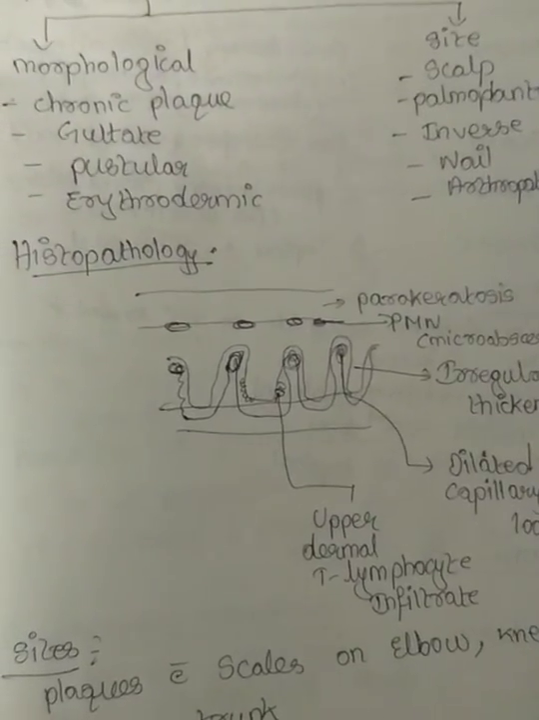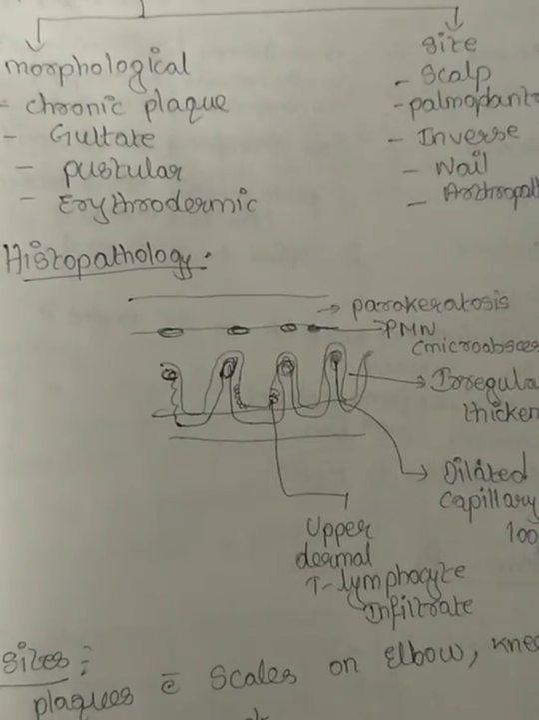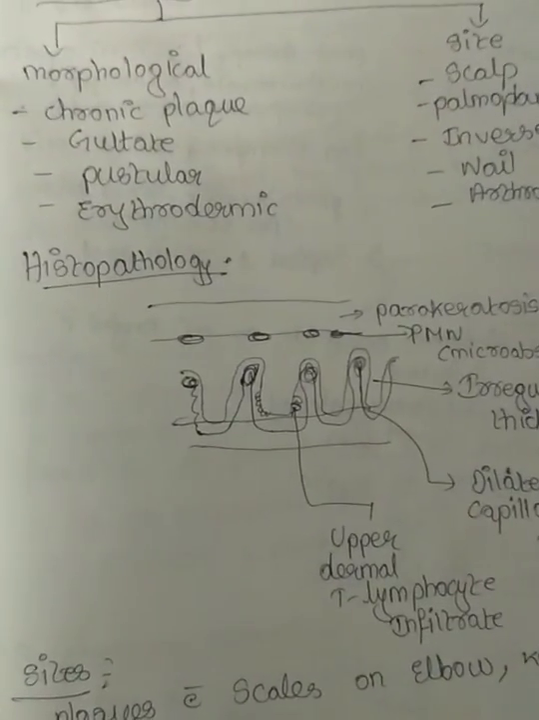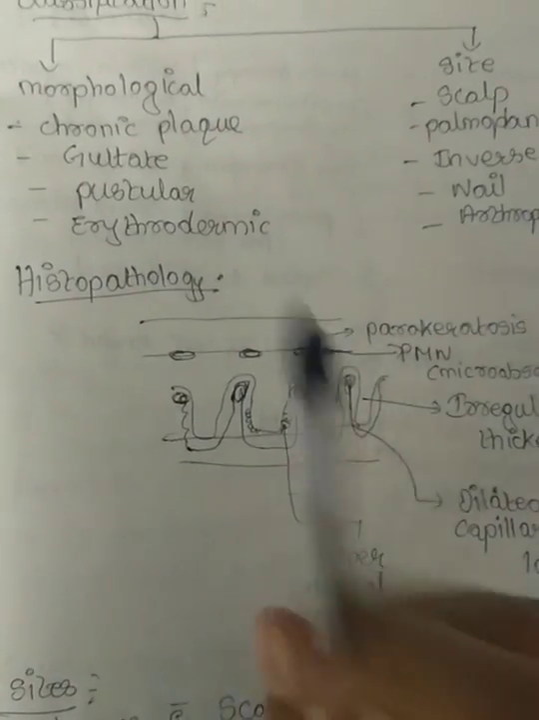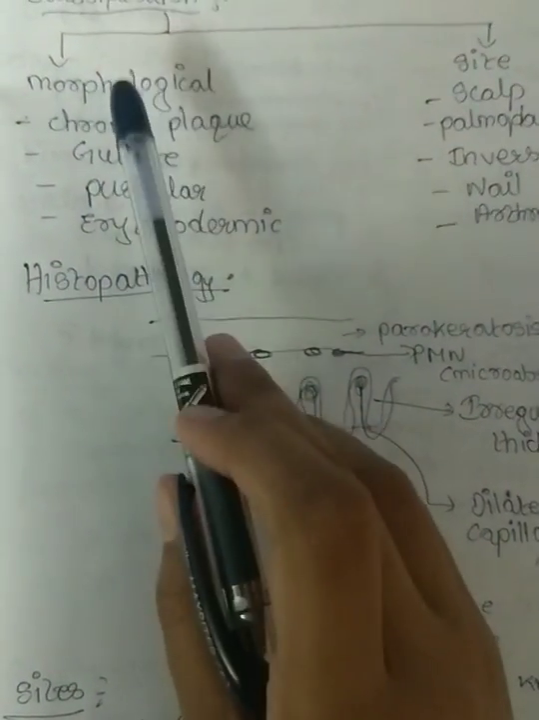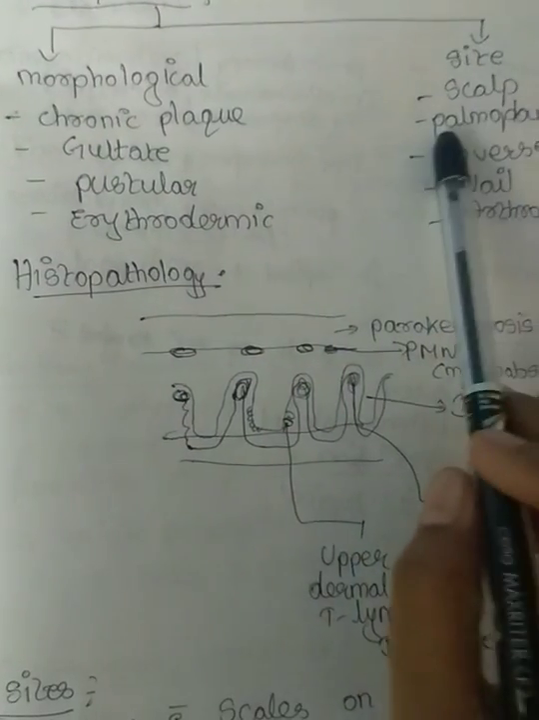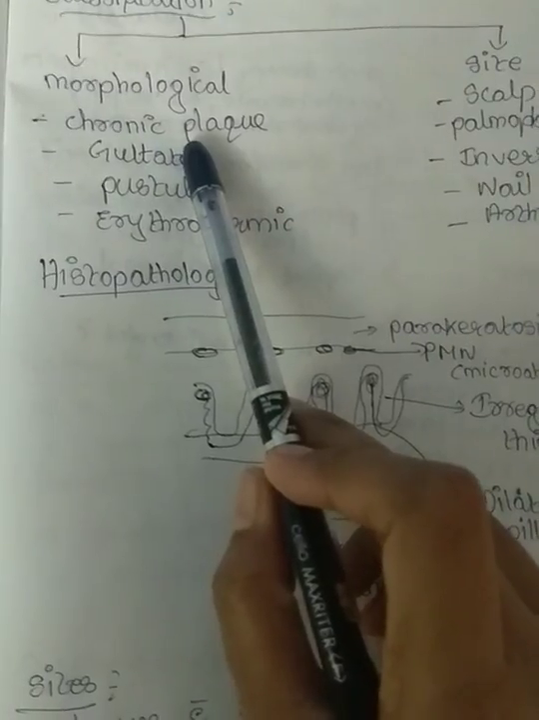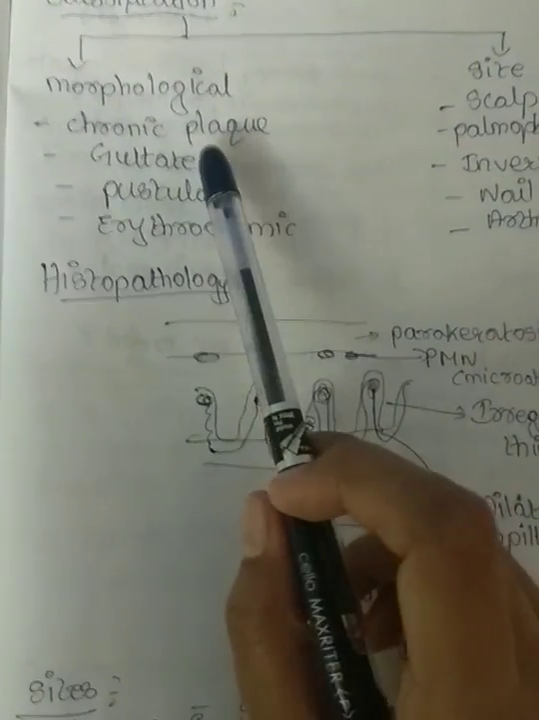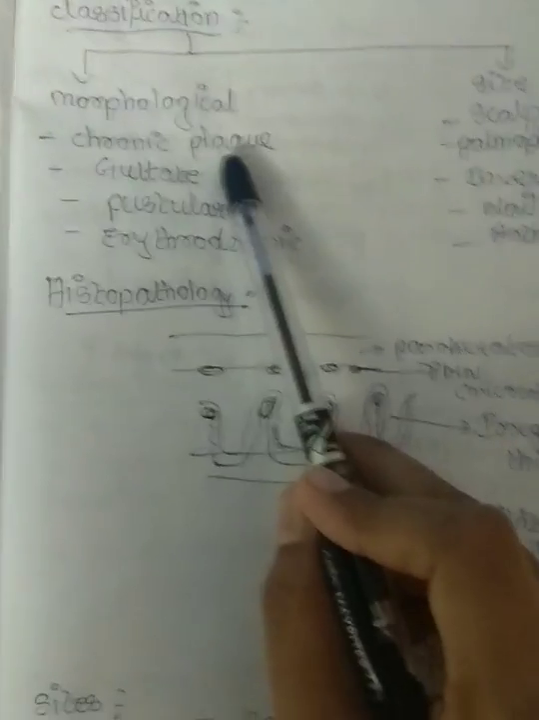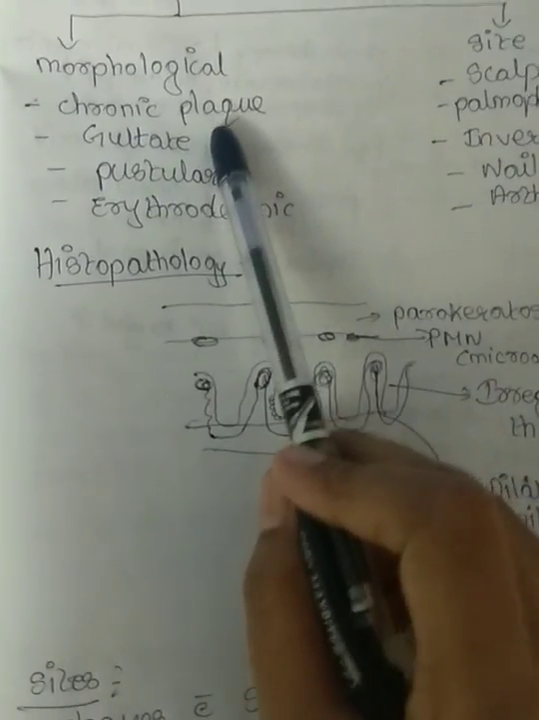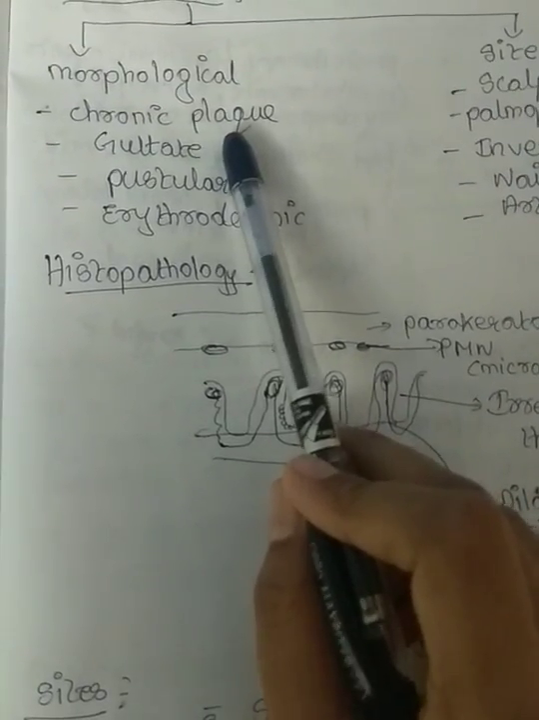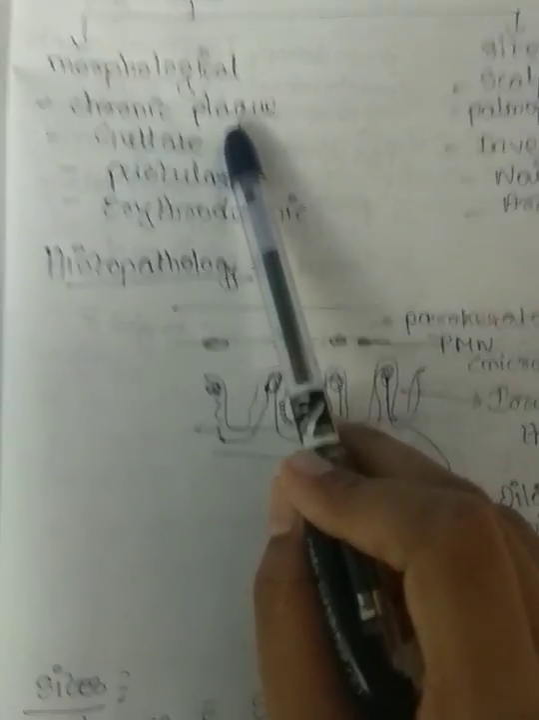We have seen the characteristic features, and those three will help us differentiate psoriasis from other skin manifestations. Then next we look at the classification. We have morphological and site-based. Among morphological types we have chronic plaque type, mainly seen over the back and extremities, where the eruptions or plaques are more than 2 centimeters in diameter.